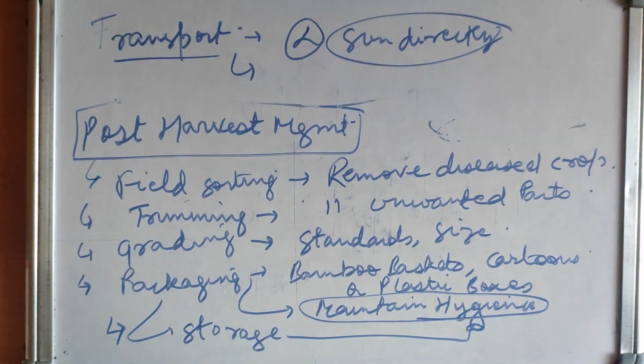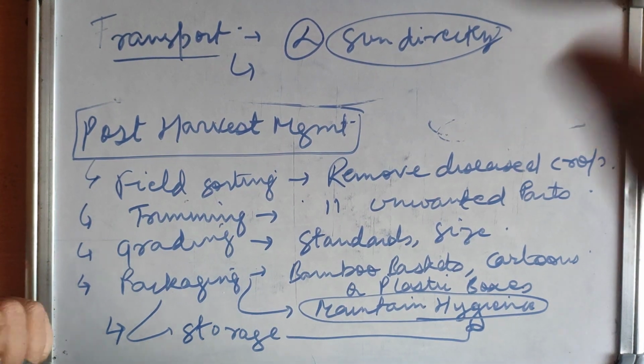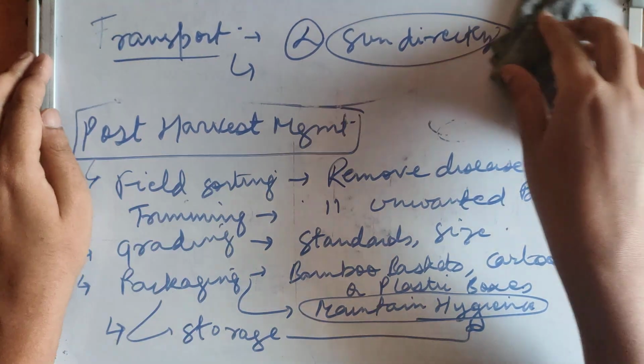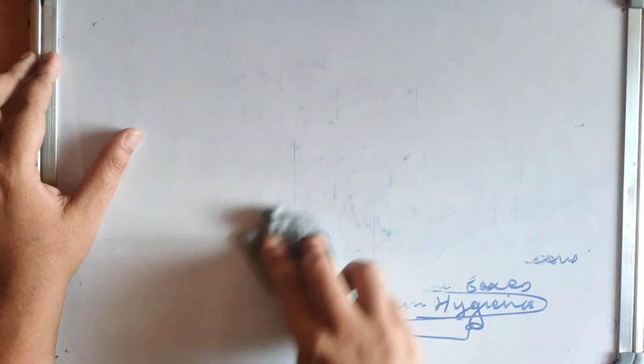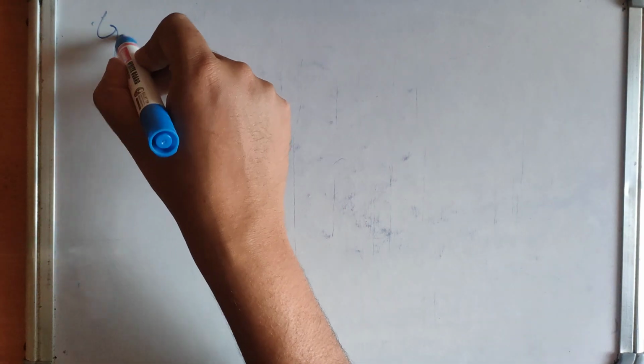Now moving on to another crop. So the next topic of this session is package and practices of Gladiolus cultivars.